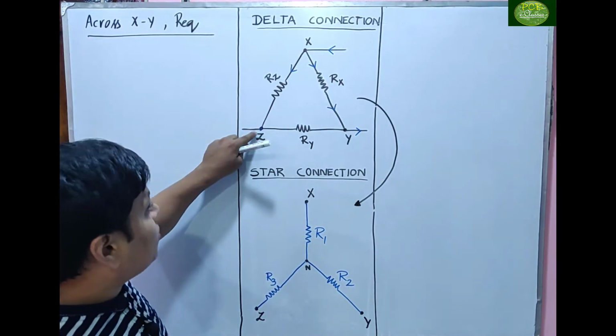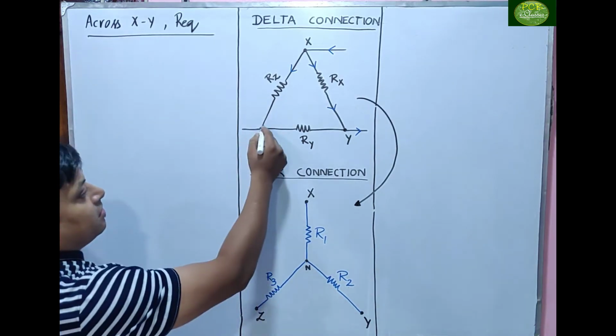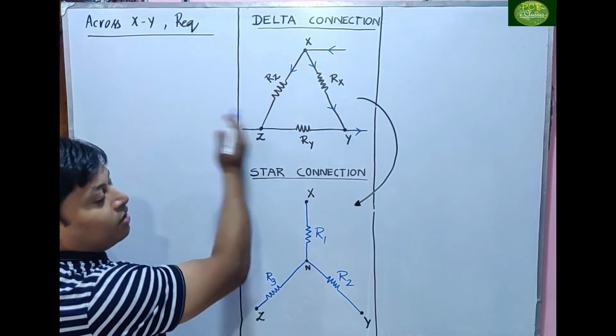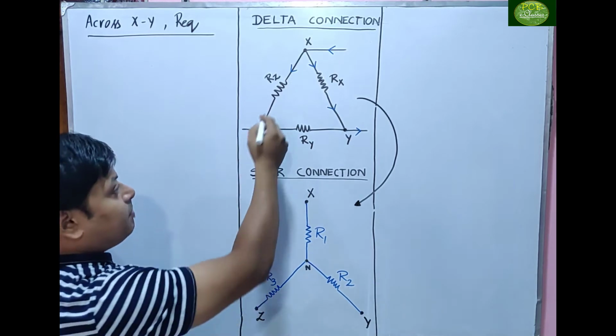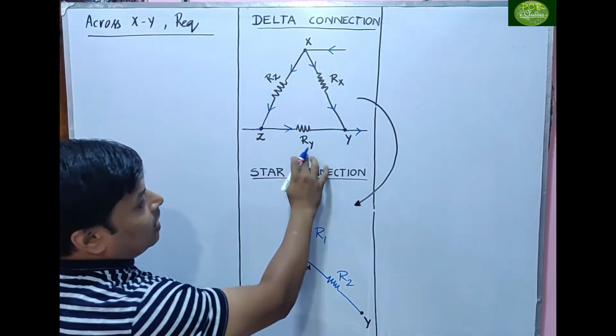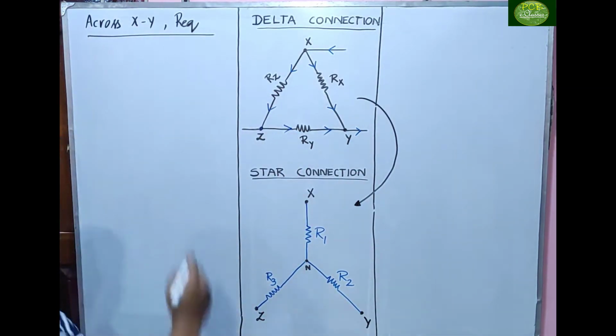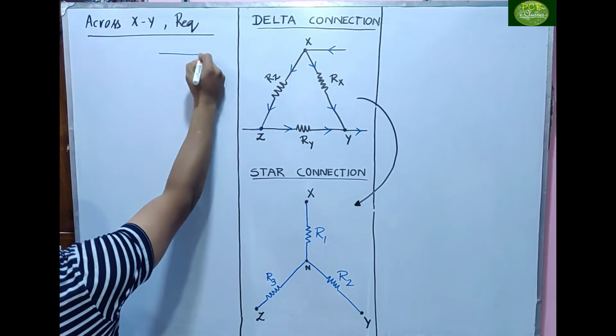Beyond Z nothing is there. If nothing is there, no connection is there, that means can the current pass this side? Beyond Z can it pass? No. That means the same current flowing in the RZ will be flowing in the RY also. That means what type of circuit it will be? Observe it here.